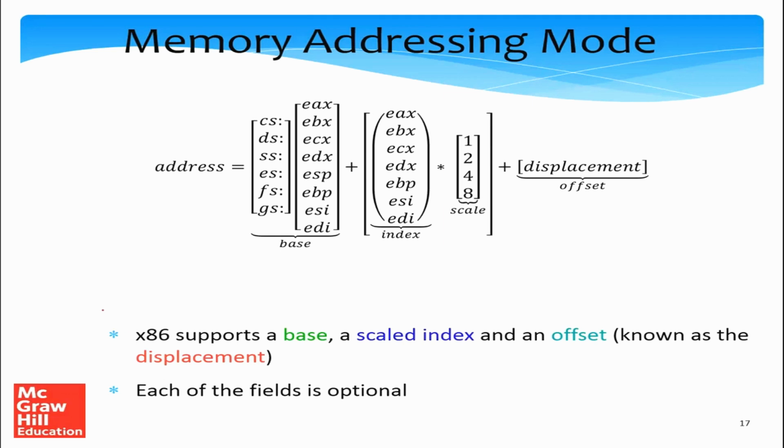So let's take a look at this particular figure. Any memory address, this is the way that we actually specify it in assembly language. And this specification is translated into machine code as well. So we define a base register. That's the first thing that we do.